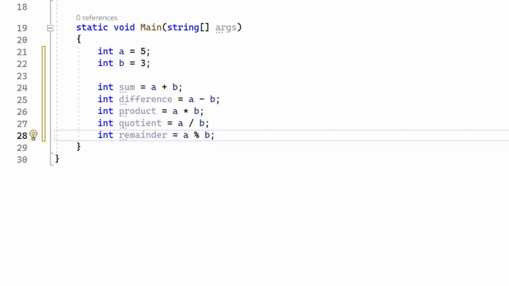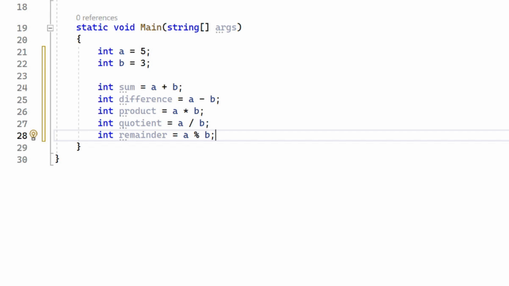The next one is division. The division operator divides the first operand by the second operand and returns the quotient. When you divide 5 by 3, and if we want to round it up to the second decimal point, we're going to get 1.67. And the last one is the modulus operator. The modulus operator returns the remainder of the division between the 2 operands.